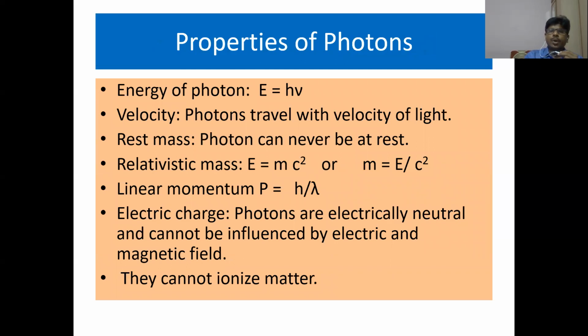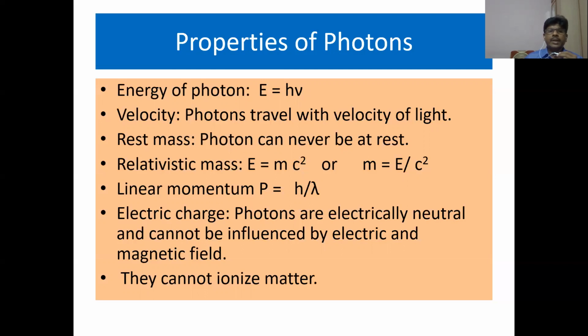Now, in Planck's law, the equation is E is equal to h nu, that is quanta. The quanta are made up of photons. So we shall understand what are the properties of these photons. The energy of the photon, as we have already seen, is E is equal to h nu, where h is the Planck's constant and nu is the frequency. The velocity of a photon. Photons travel with the velocity of light. What about the rest mass? Photons can never be at rest. So we can assume that the rest mass of a photon is zero.